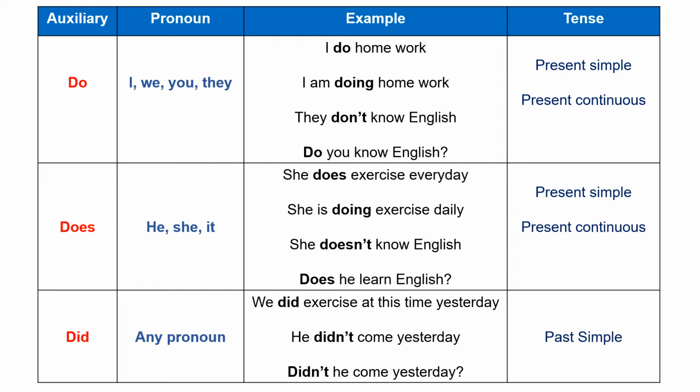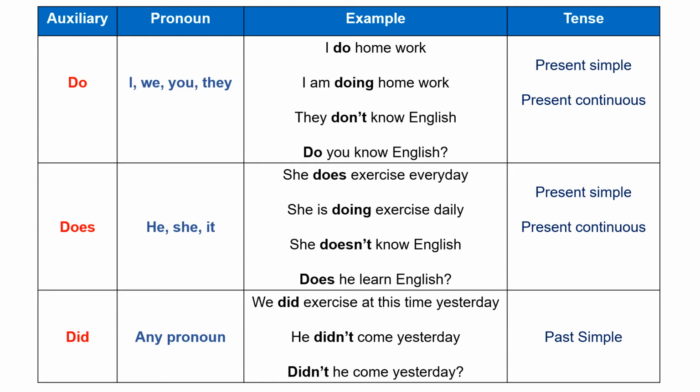Do forms are used in negative form in simple present tense and simple past tense. Next example: I don't know English. This sentence is in present simple and don't is an auxiliary verb in this sentence. Know is the main verb.